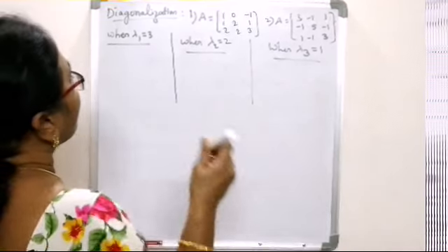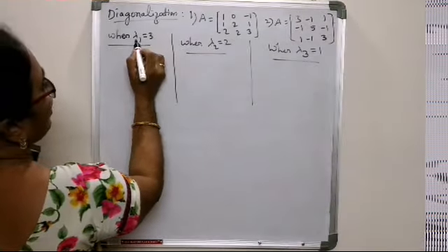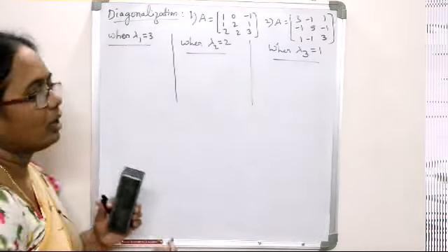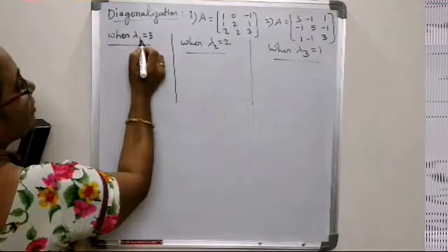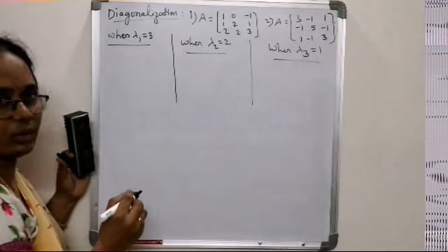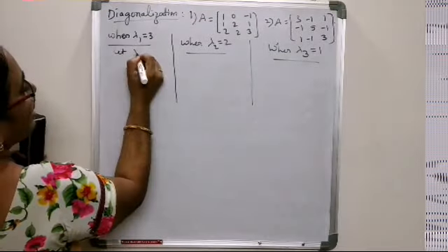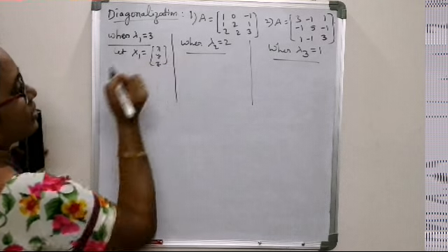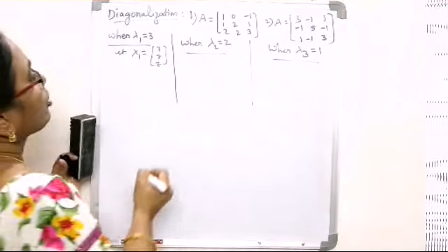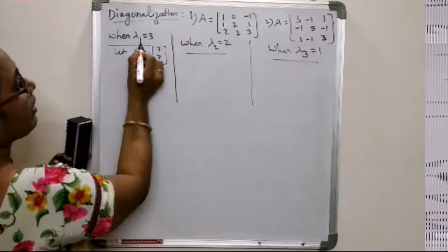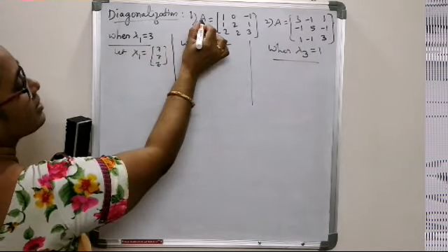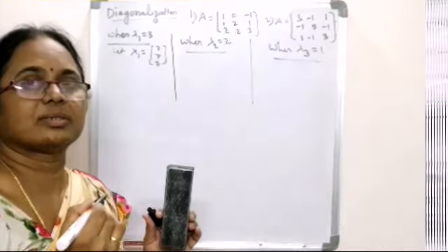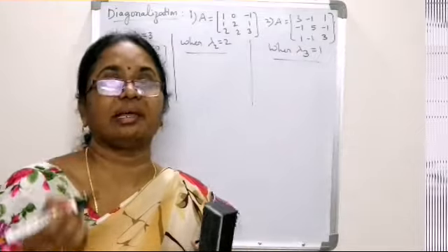So for problem 1, we have seen that the eigenvalues are lambda 1 equal to 3, lambda 2 equal to 2 and lambda 3 equal to 1. Now let us see what is the eigenvector corresponding to lambda 1 equal to 3. Let us suppose that the eigenvector is X1 with the column of unknowns x, y, z. When X1 is the eigenvector corresponding to lambda 1 of the matrix A, with this A, lambda 1 and X1, the homogeneous system can be easily written.